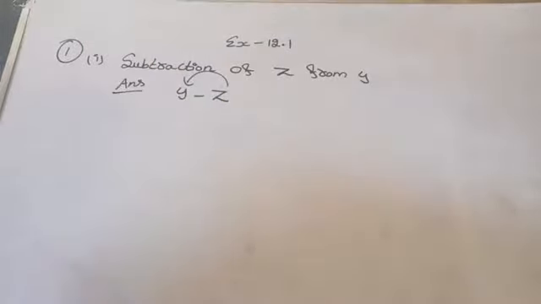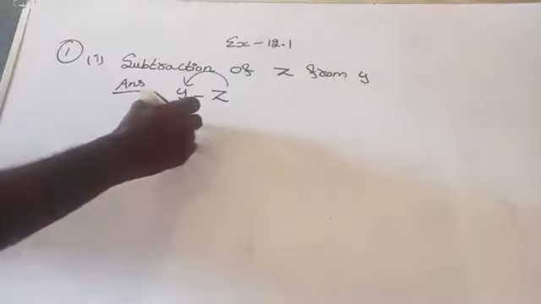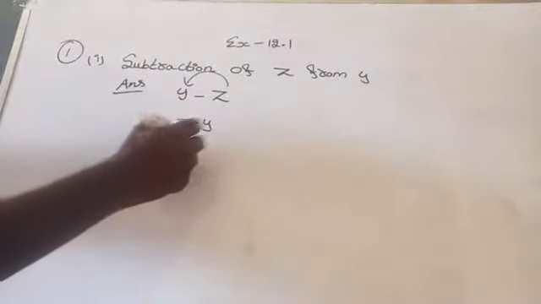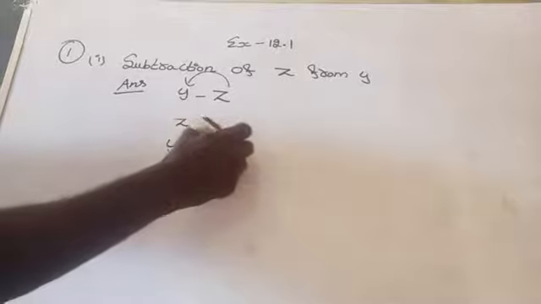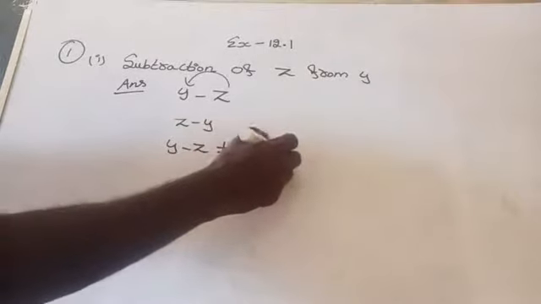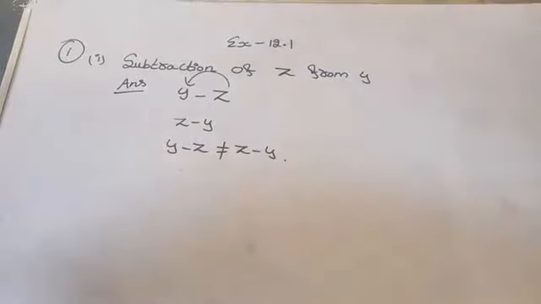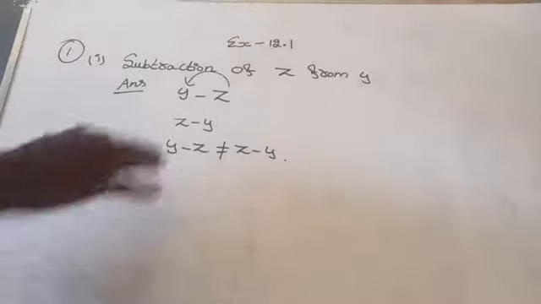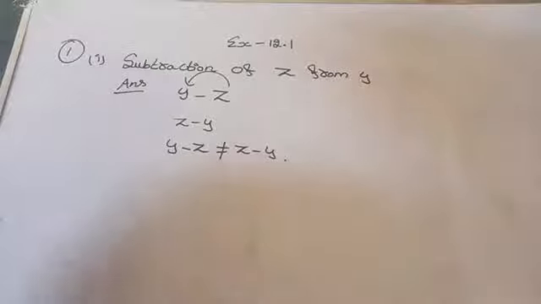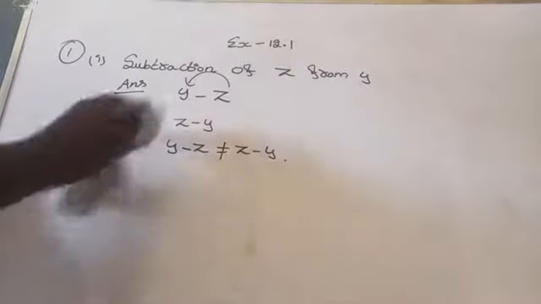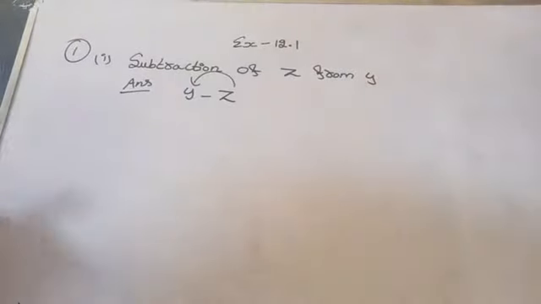Yes. So you cannot write z minus y, because the commutative property is not satisfied under subtraction of integers, rational numbers or whole numbers. So z minus y is not the correct answer. The required answer is y minus z.